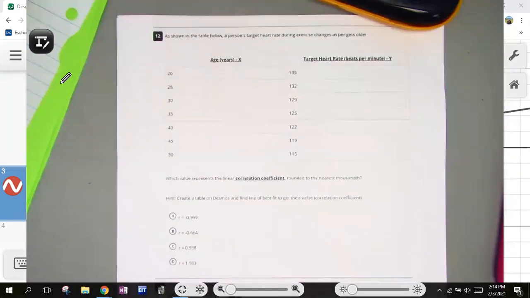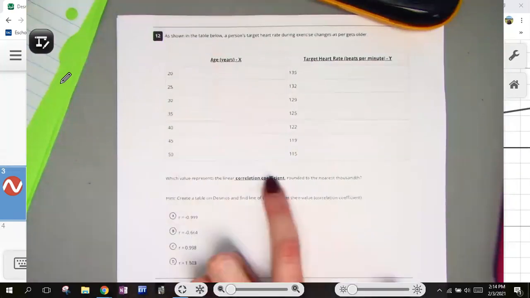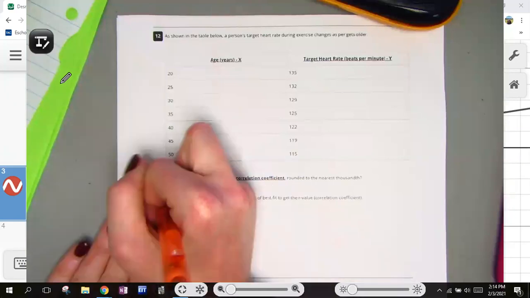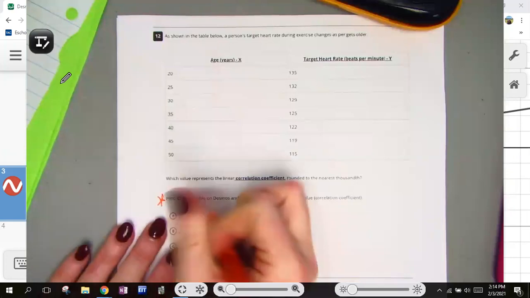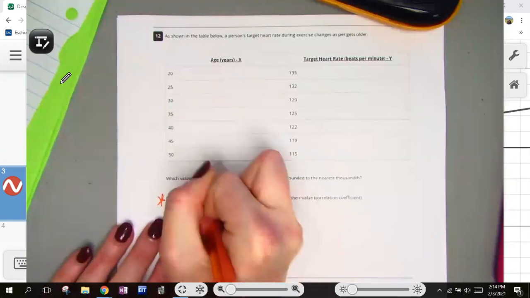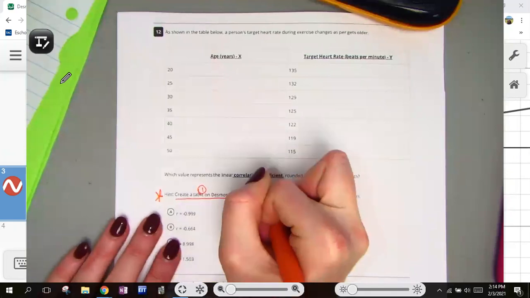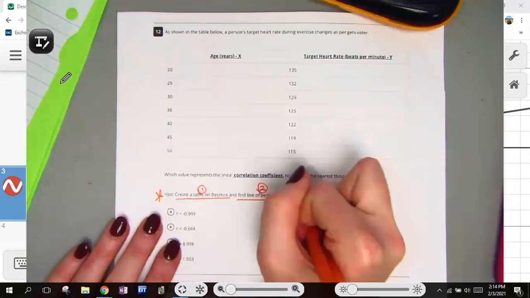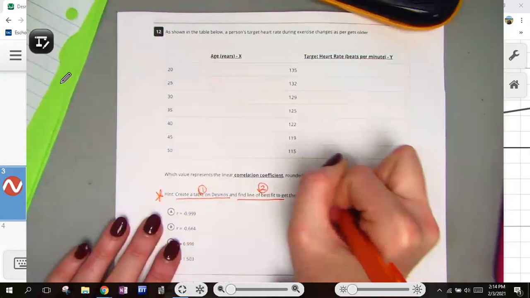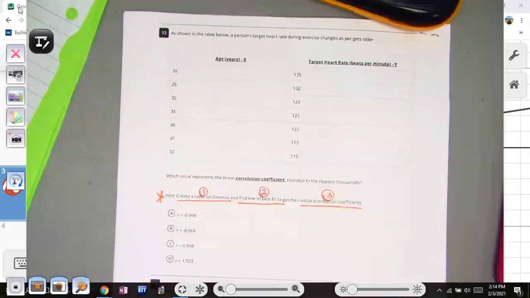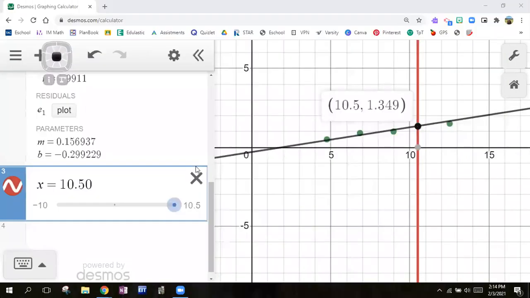So if it ever gives you a table and it has you find the correlation coefficient, you need to think about this little hint right here. Step 1, create a table in Desmos. Step 2, find the line of best fit. Step 3, you'll have the correlation coefficient. All right, let's do that. We're almost finished. Stay with me.